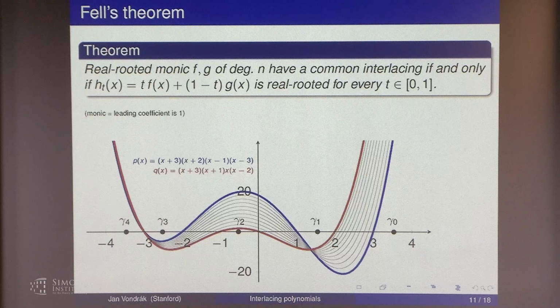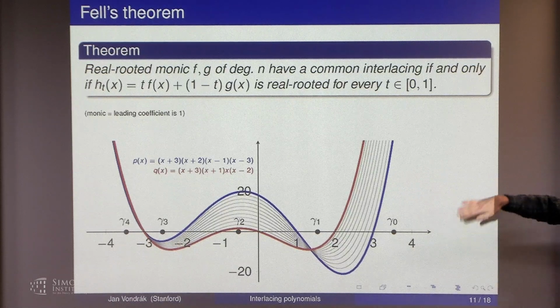So here is a very nice alternative equivalent way to express this property. Two monic polynomials, which means the leading coefficient is 1, have a common interlacing if and only if every convex combination of these two polynomials is also real rooted. The picture shows what is happening here. The blue polynomial and the red polynomial have a common interlacing. And the claim is that this is the same property as every possible convex combination of the two being also real rooted.